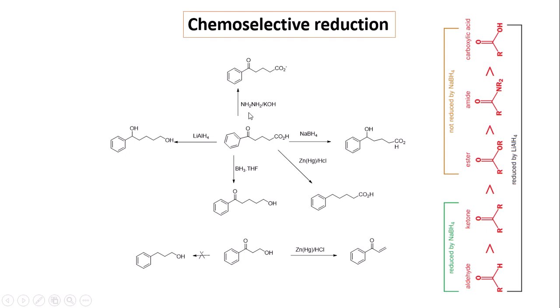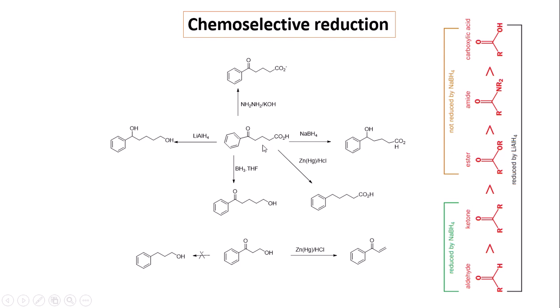the different types of reducing agents, that is lithium aluminum hydride, can reduce the carbonyl group as well as the carboxyl group. Here lithium aluminum hydride has greater reactivity, so it can reduce the carbonyl group as well as the carboxyl group to give the corresponding alcohol.